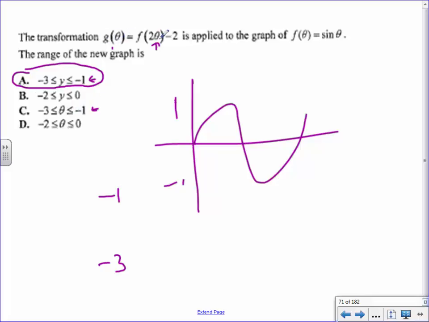See how they did g of theta right here? But it could have been g of x. Same thing. Your calculator, even when you press the x button, so it does like x, t, n, and theta, kind of just means they're all interchangeable.